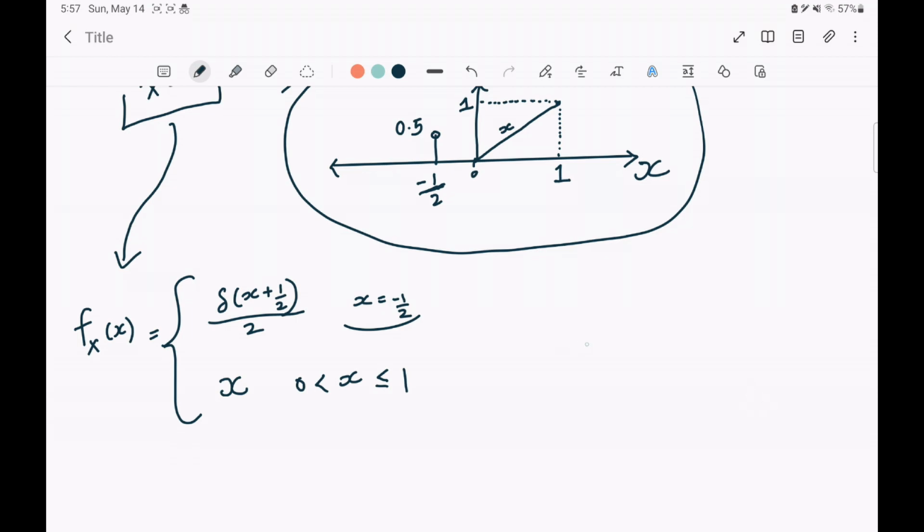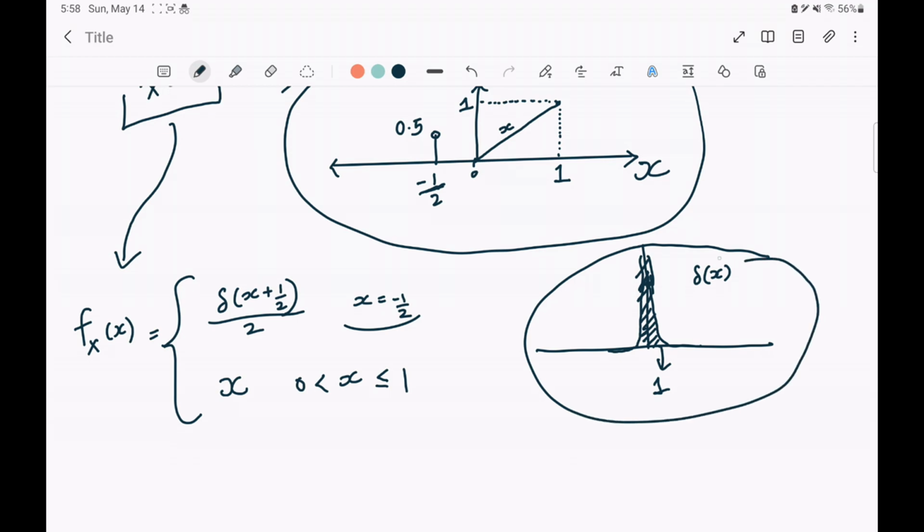What is a Dirac delta function? I'll give a quick introduction. The Dirac delta function, written as delta of x, is a function which extends to infinity at x equals 0. It goes to infinity, it doesn't meet the y-axis, and the area under the graph in this case would be 1. So this is what a Dirac delta function is.